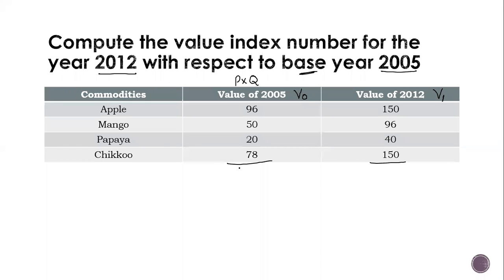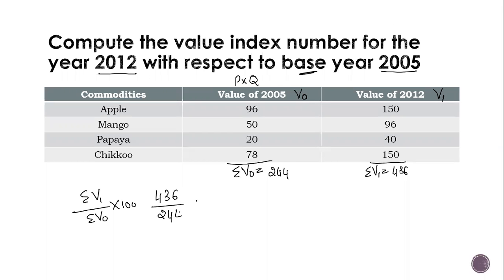Total of V0, that is summation V0. What is the total? 244. Summation V1, 436. Apply the formula now. Summation V1 divided by summation V0 into 100. That is 436 divided by 244 into 100, which will give you the answer 178.69.